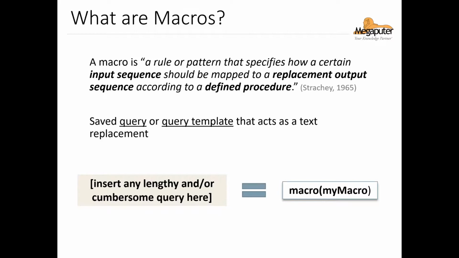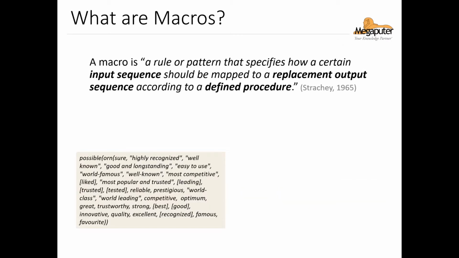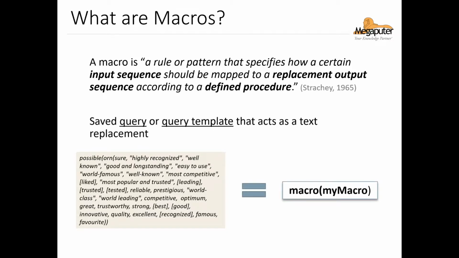So for example, if I have a long, really tricky piece of PDL, say something like that, I really don't want to type this over and over again. I should probably save this as a macro. And now I can just call it using the name of that macro.